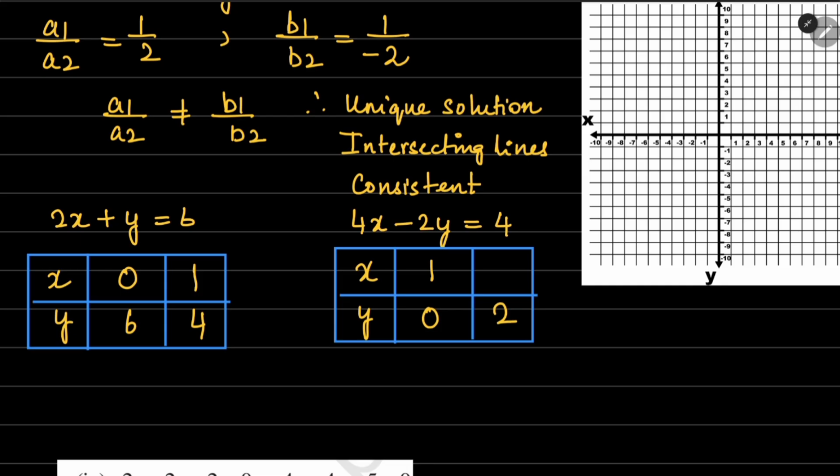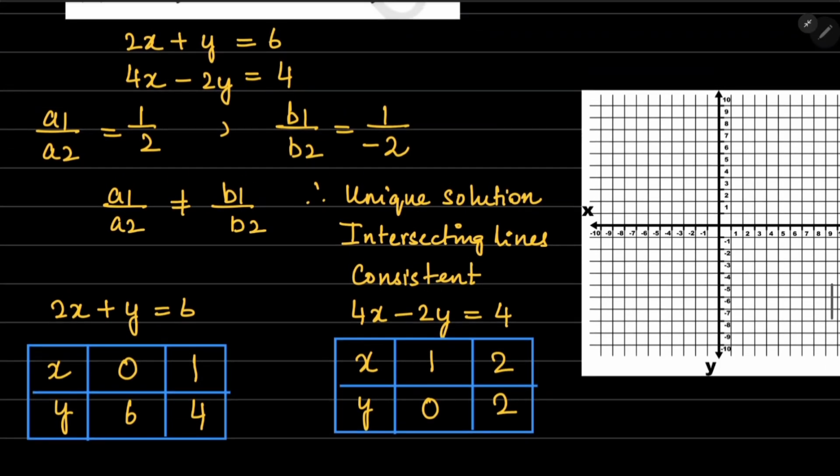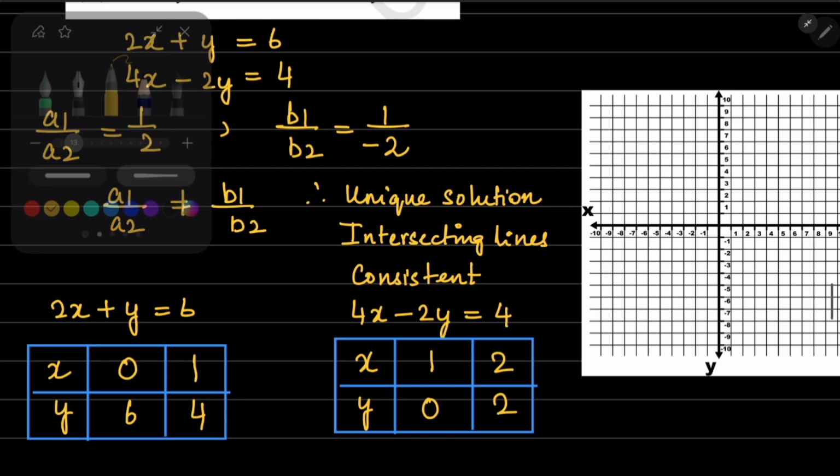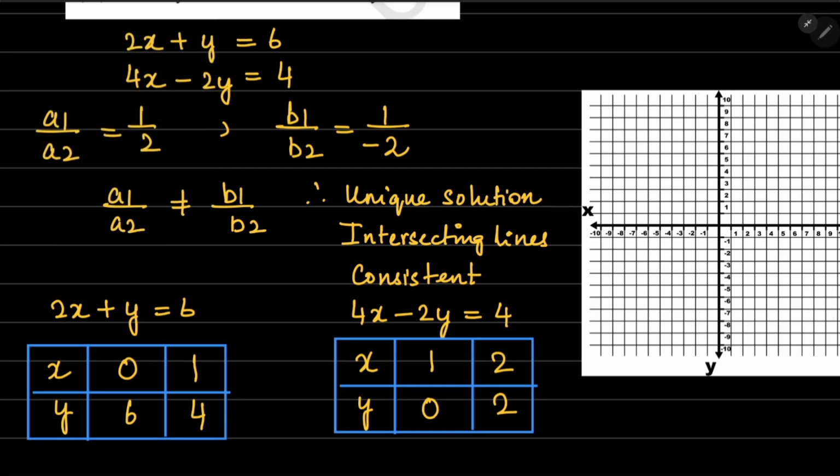So 4x minus 4 equal to 4. So you'll have 4x equal to 4 plus 4, 8. X equal to, again, 8 divided by 4, which is 2. I think 2 points are sufficient. Let's go ahead and draw it. Okay, so the first point is 0, comma 6. So 0, comma 6 is here. 0, comma 6 and then 1, comma 4 is here.